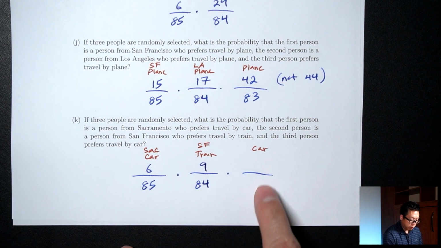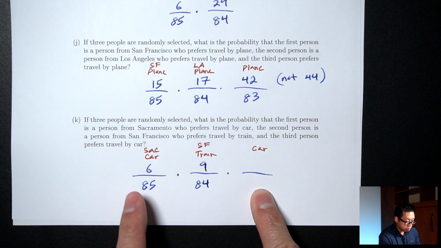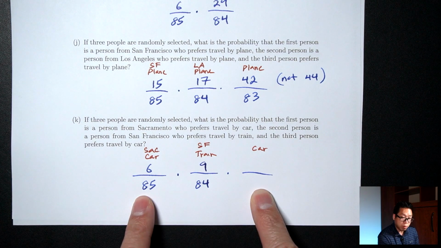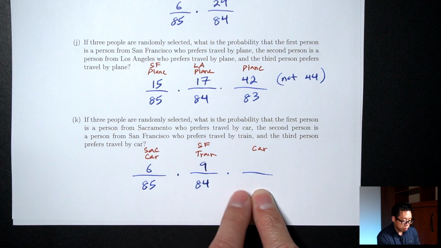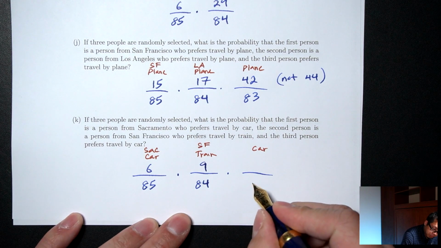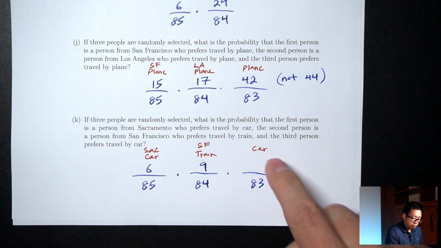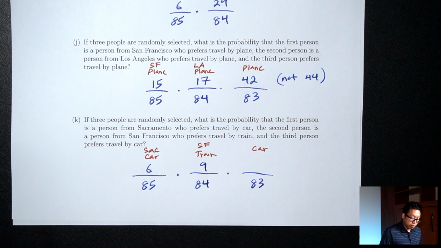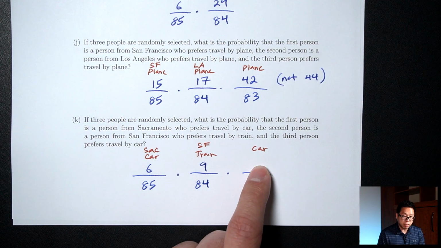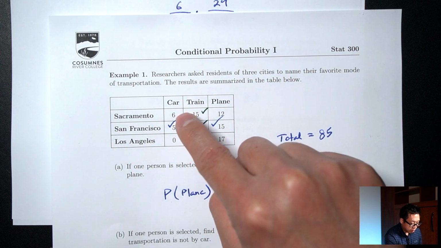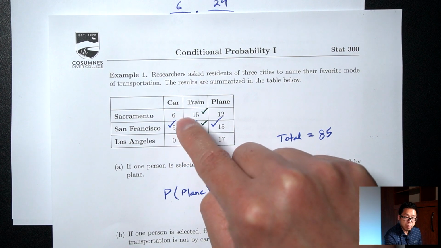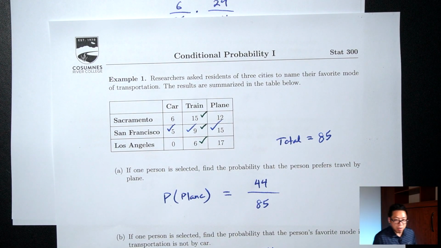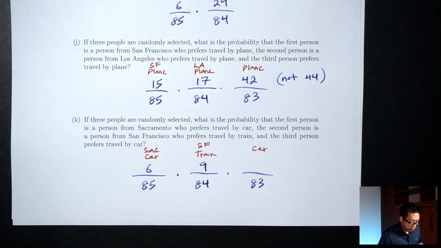Third fraction, for the bottom, keep in mind that we already used 2 people, right? So we don't have the full 85 anymore. We're actually down to 83 now. For the top, car. Car in general, it doesn't state the city, so car in general would be 6, 5, and 0. I don't need a calculator. 6, 5, and 0 is 11.